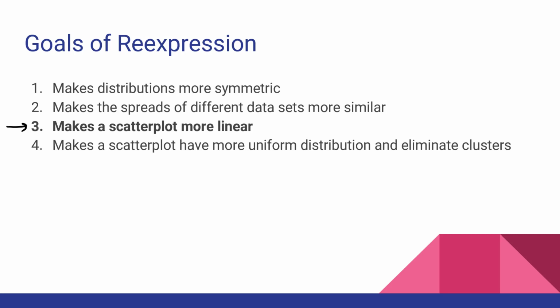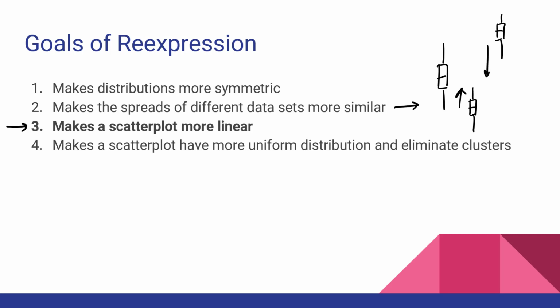The second goal is to make the spread of the data set more similar. So this is saying if you have a bunch of box plots lined up together, but then they're very different in terms of where they lie, you can re-express the data to make them closer to each other. So you bring them all closer to a certain value.